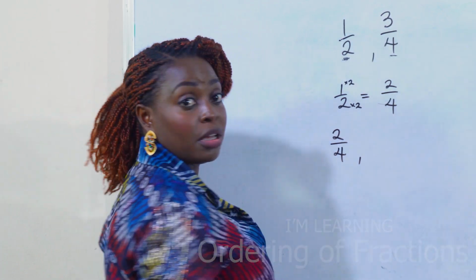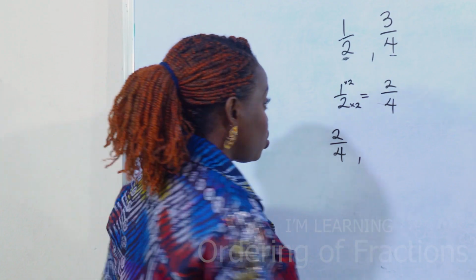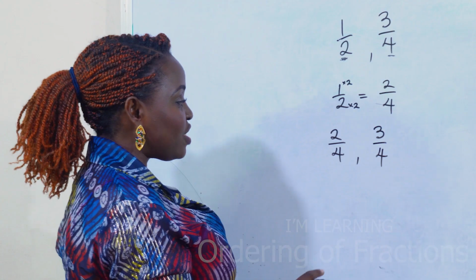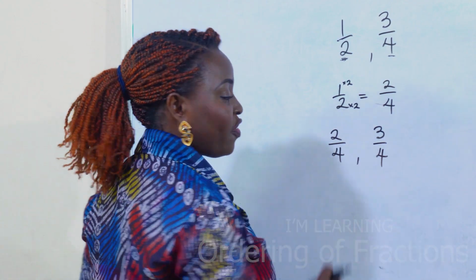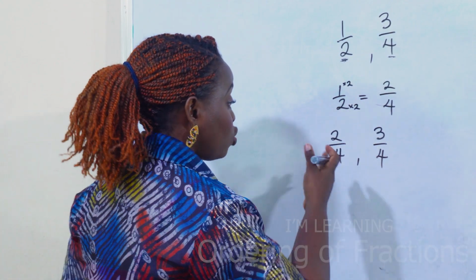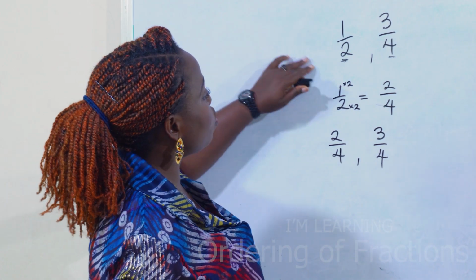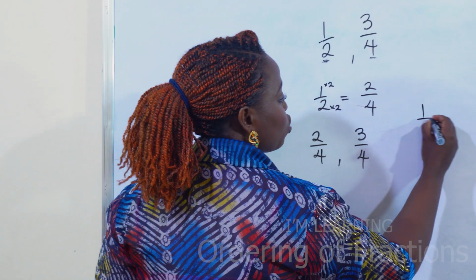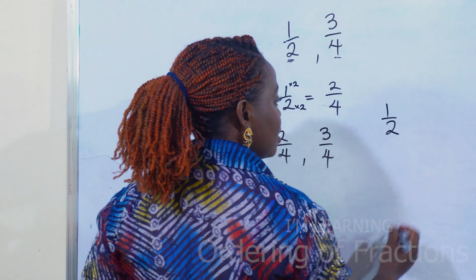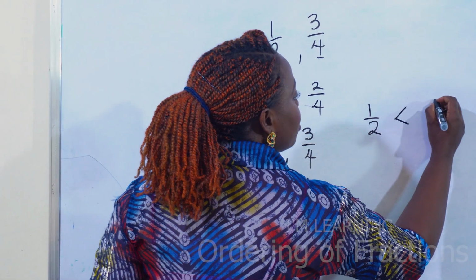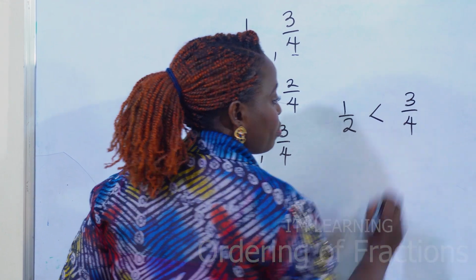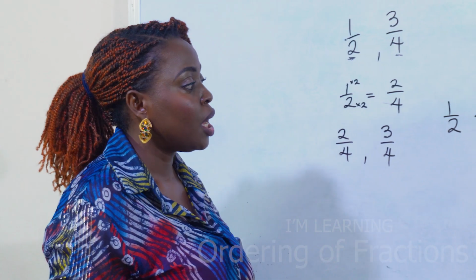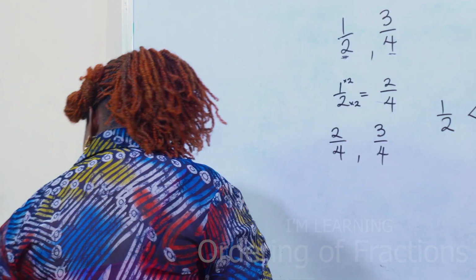And the next one already has a denominator of 4. We don't need to change it. So it's 3/4. Now you can clearly see that 3/4 is bigger than 2/4. So that means if I were to order these two fractions, I would say that 1/2 is less than 3/4. Is that straightforward? Now let's look at another two fractions.